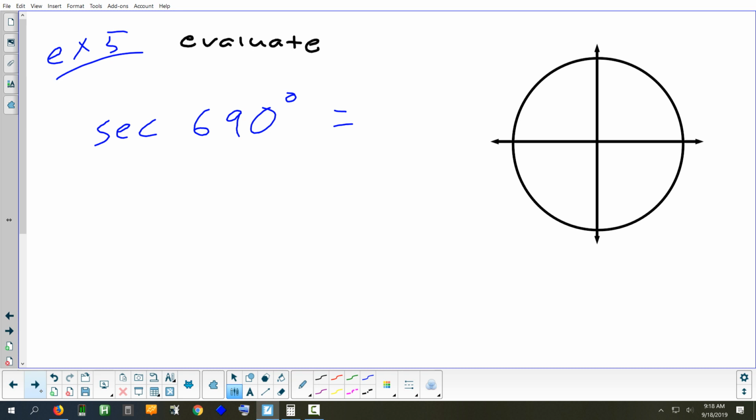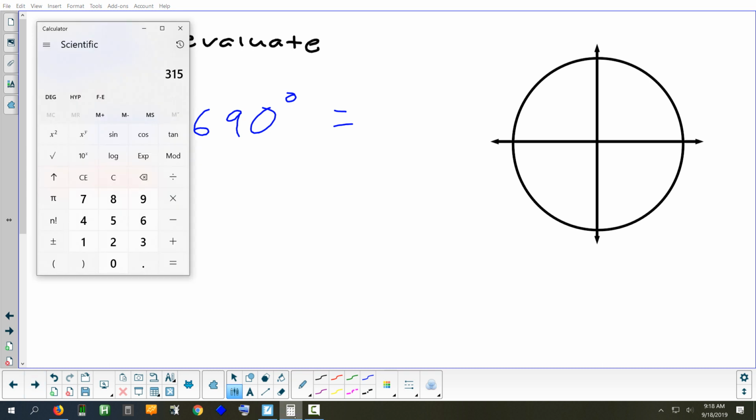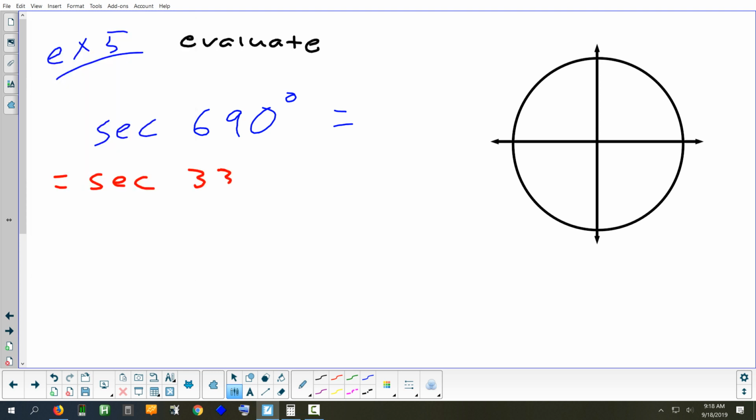Secant of 690. It's already in degrees, so we don't have to worry about changing it to degrees. But what might we want to do with the 690? Subtract 360. Yeah, let's subtract 360. 690 minus 360 gives me 330. Now I'm done changing the angle to something easier to work with. That's as easy as it's going to get, 330.